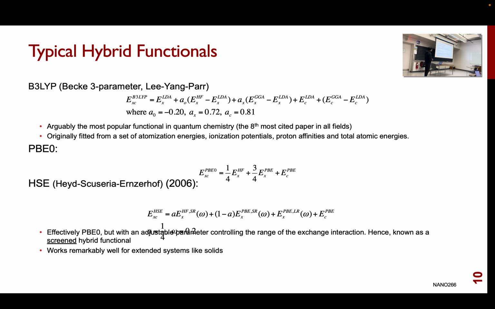It was originally fitted to a set of atomization energies, ionization potentials, proton affinities, and total atomic energies. And it actually works surprisingly well in a very general sense. Obviously there are still instances where it fails, and it fails quite spectacularly, but for most general purposes, the B3LYP functional works reasonably well.